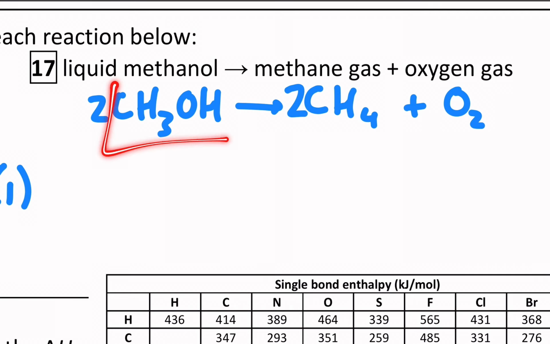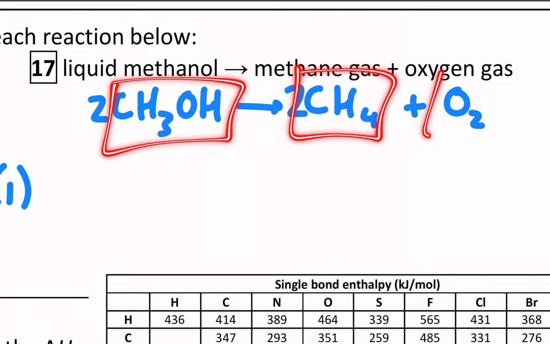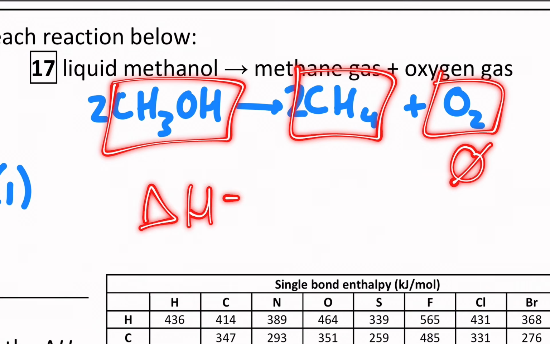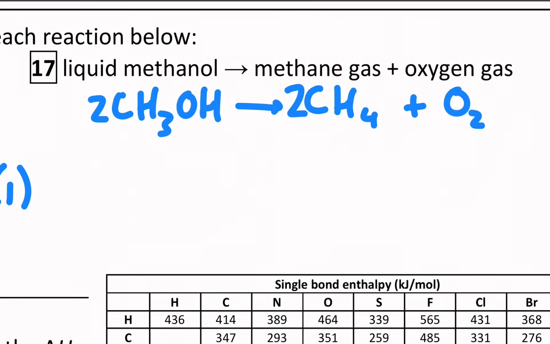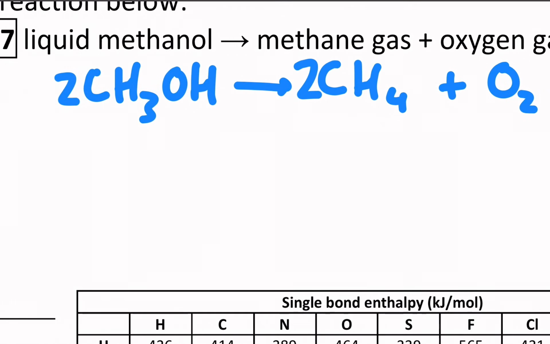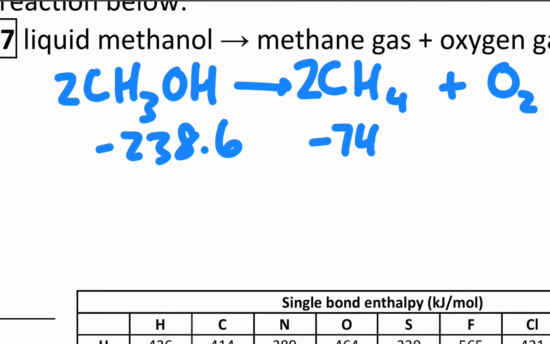So look up what the formation values are for methanol, methane, and oxygen. Hopefully you know that's 0. And then see if you could get the delta H for this and come back and check to see how you did. Okay, so liquid methanol has a value of negative 238.6. And methane we already have from before, negative 74.6.